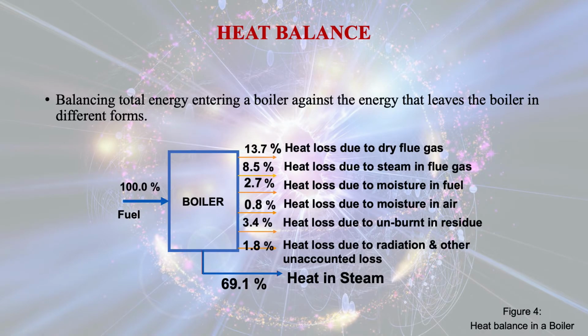Now this diagram depicts the different losses in the boiler. Suppose the heat input in the boiler is taken as 100%, and we are getting the high pressure, high temperature steam, but the output which we are getting from the boiler is around 69.1% because there are losses inside the boiler operations. Now let us see what are the losses occurred inside the boiler.